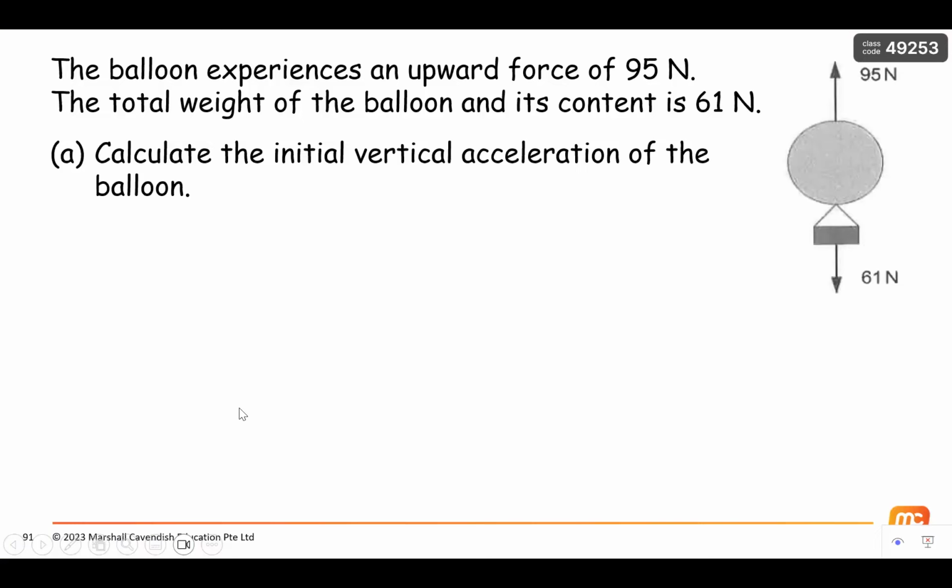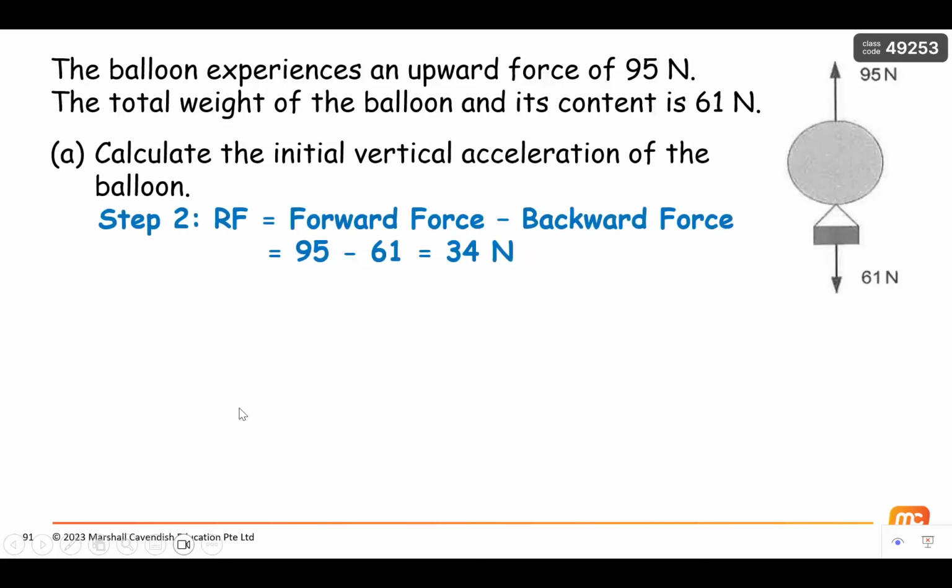So that's step 1. Step number 2, I'm supposed to find the resultant force of all these forces. So my resultant force will be the forward force minus the backwards force. And because my balloon is moving upwards, it's flying up, my forward force will be 95 newtons, the upwards force. So 95 minus 61, my backwards force, I get 34 newtons. So there is a resultant force acting on this balloon. And whenever there is a resultant force, then step number 3, I'll go into the motion, the acceleration. So with a resultant force, there will be an acceleration.